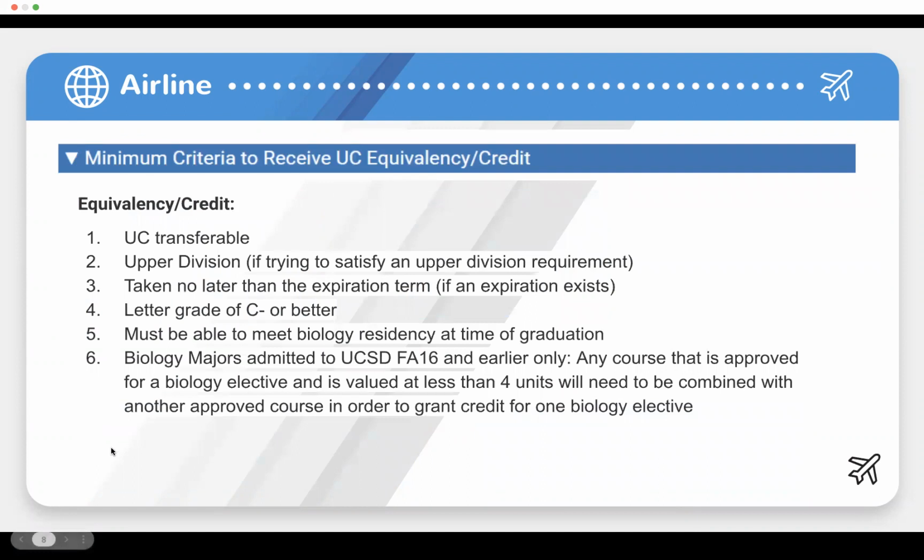Okay, so our minimum criteria. When we let the student know that their petition request has been conditionally approved, we also include this criteria in that messaging, so they're aware beforehand that we want to make sure it's UC transferable, it's upper division if they're trying to satisfy an upper division major requirement, and it's taken before that expiration term. They need a C- or better because that's our major requirement. There are other stipulations about meeting bio residency, and that last piece is still related to bio residency. So, next slide.